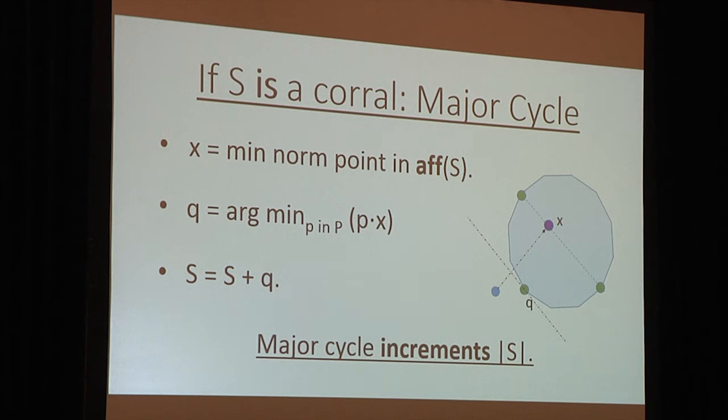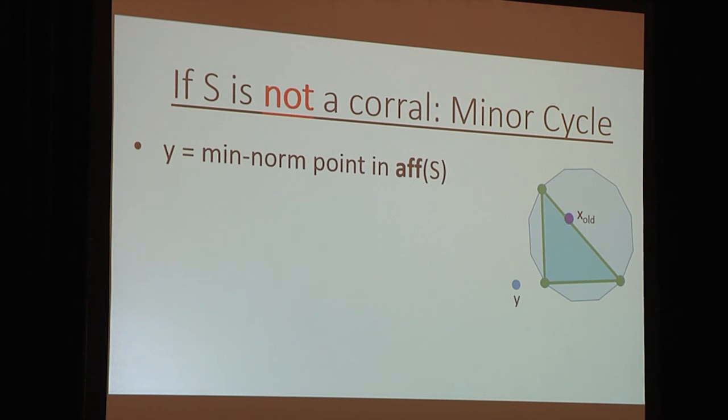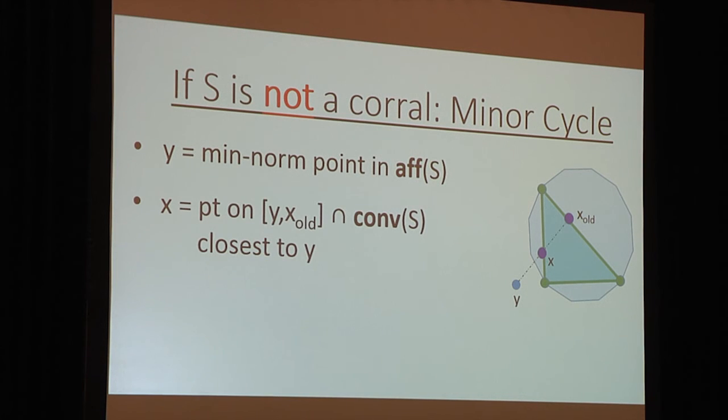Okay, so what if S is not a corral? Then it starts a minor cycle. Once again, it finds the minimum norm point of the affine hull. Since it's not a corral, this point y lies outside the convex hull, as in this picture. I have x old, which is the current iterate, and y, which lies outside. The new iterate is found by joining the line from y to x old and seeing where it intersects the boundary of the convex hull. And I move my new current iterate there.